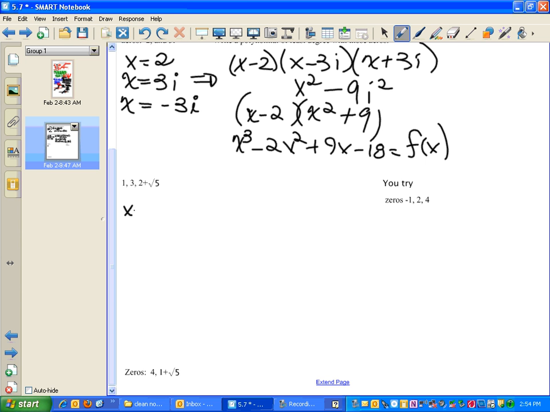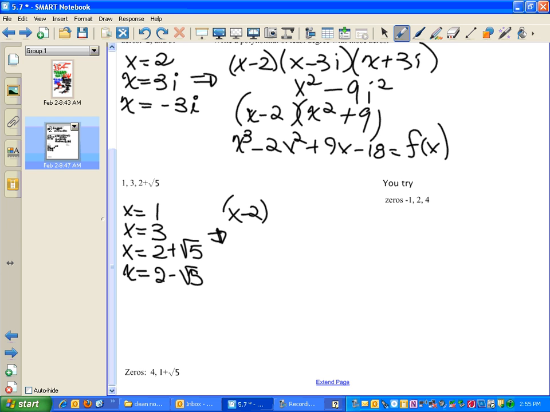So x equals 1, x equals 3, x equals 2 plus root 5, and so its conjugate is x equals 2 minus root 5. That gives me in factored form x minus 2, x minus 3. Okay, this becomes a mess. This is going to say x what? Oh, thank you. That is x minus 1.